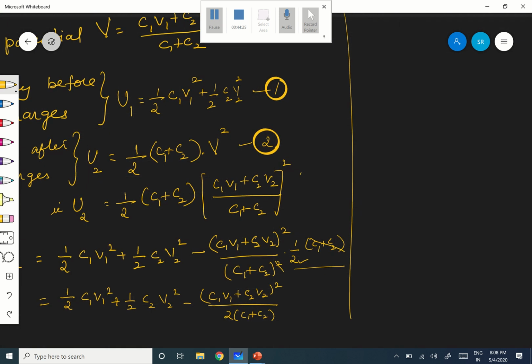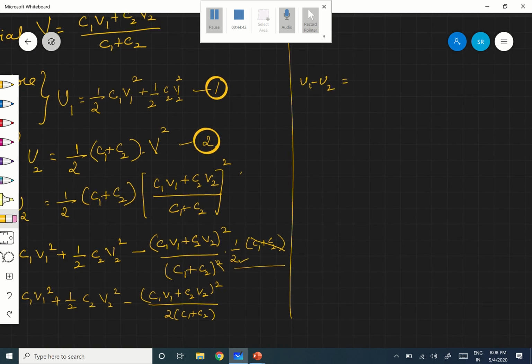Therefore, U1 minus U2 is equal to half. Okay, I think you can take an LCM now. If you take the LCM, I think I can do it directly now. Okay, therefore what is that?